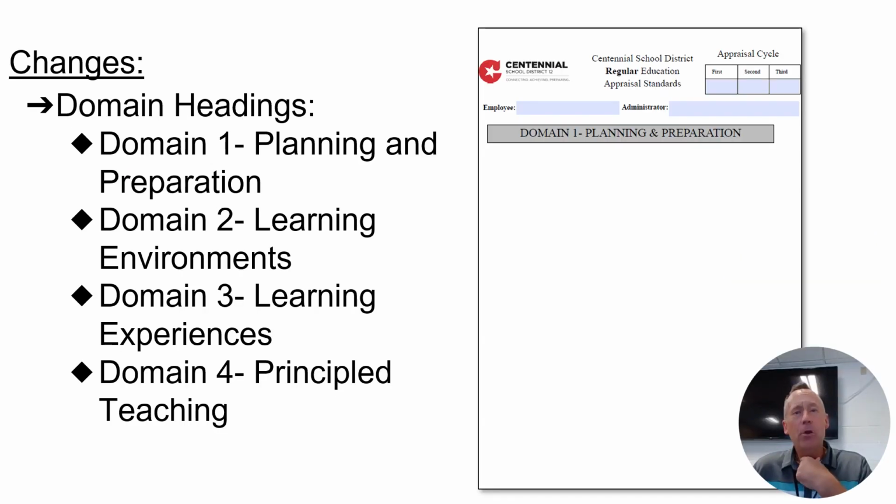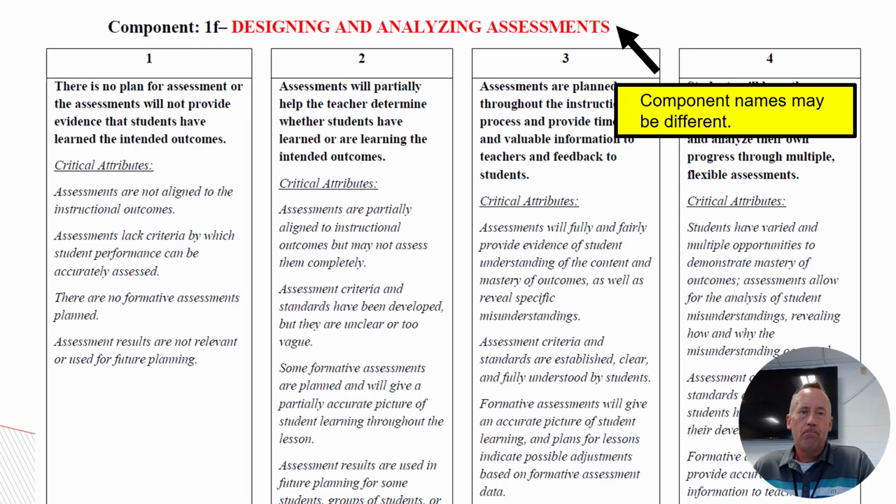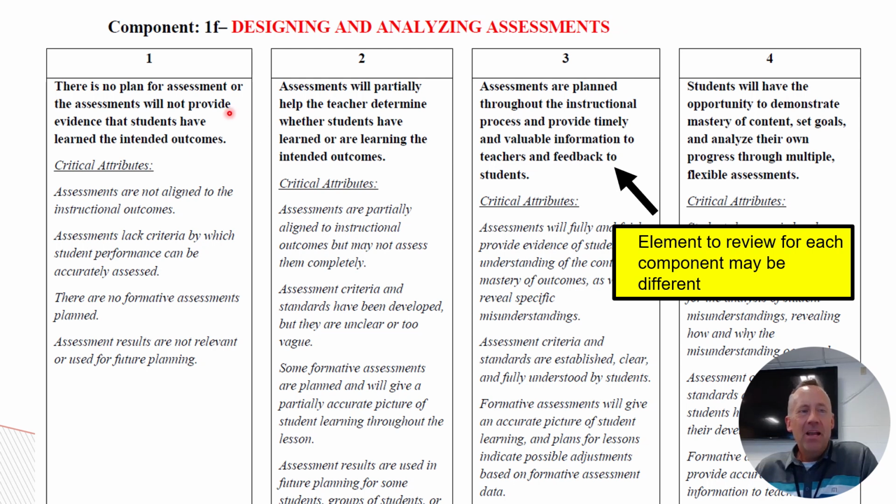The first thing you're going to notice is that the domain names have changed, and each domain has a cover page to start the domain. Then on the component pages that follow, you're going to notice that some of the component names have changed or may be different. Next, you'll notice the elements that are underneath the numbers here may be different than previously, and these are what describe the components.